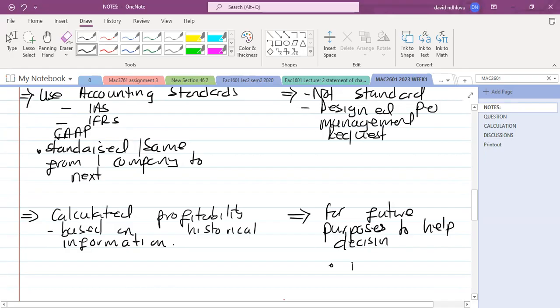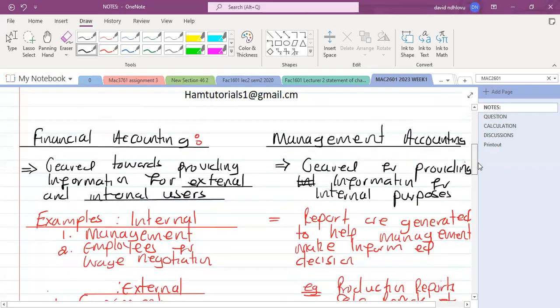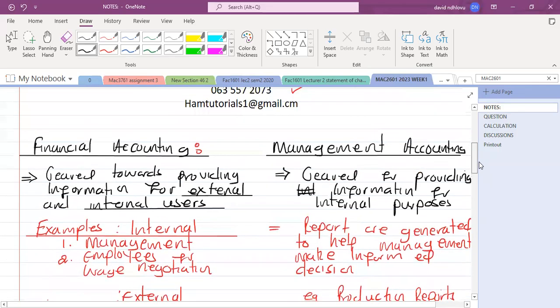So here now you do budgets, and forecasts. Budgets and forecasts are part of what is done in terms of management accounting. So these are the main differences between the two disciplines. But here and there, one or two things will be the same.